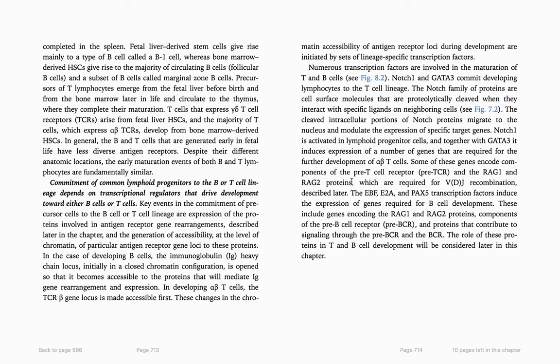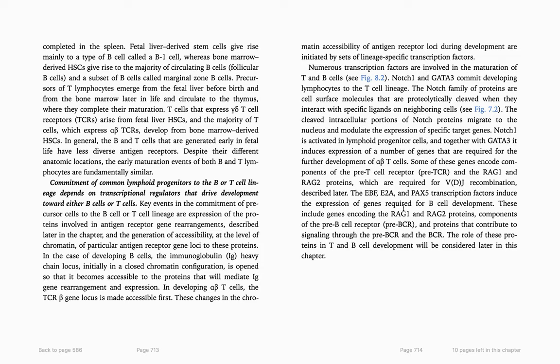NOTCH1 is activated in lymphoid progenitor cells, and together with GATA3, it induces the expression of a number of genes that are required for further development of alpha beta T cells. Some of these genes encode components of the pre-T cell receptor, and RAG1 and RAG2 proteins, which are required for VDJ recombination, described later.